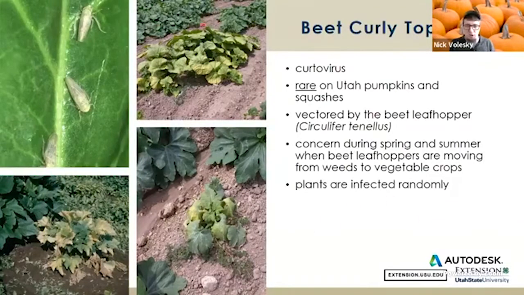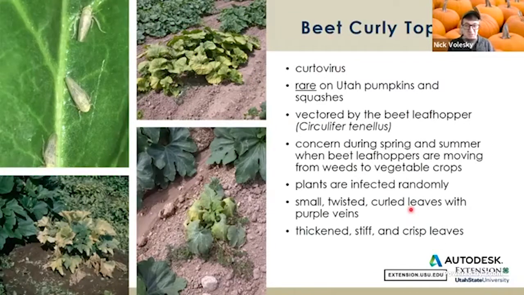And they're looking for a specific plant. So they might feed on one plant, decide they don't like it, and move on. Because of that, infections can occur randomly. But essentially, what happens is our leaves become small, twisted, and curled. You might see purpling on the veins, and the leaves themselves will become really thick, stiff, and crisp. And we might see premature ripening of our fruits.